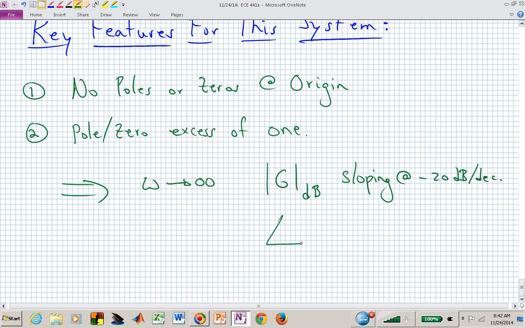What do we know about the phase of G at high frequencies if we have a pole-zero excess of 1? Where's that going to be approaching? What angle? And now what you could do is you could say, well, if I have effectively a single pole, what's the phase contribution of a single pole? It's going to be 90 degrees downstairs, so it's minus 90 degrees. We should be seeing our phase then approaching minus 90 degrees as our frequency gets higher.